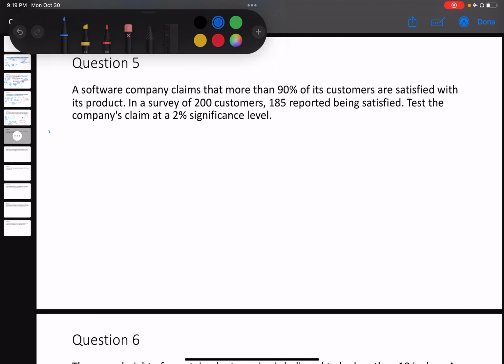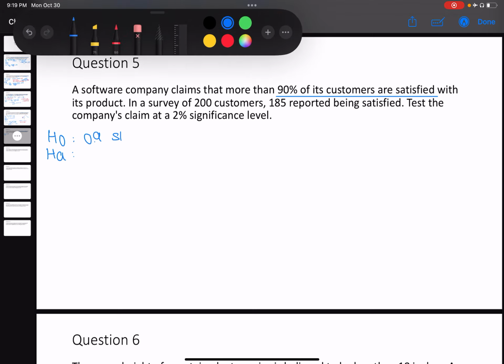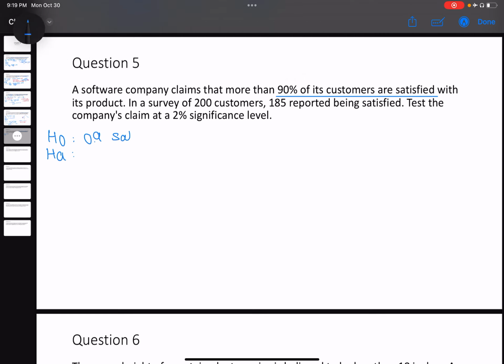Let's get the null hypothesis and alternative hypothesis. Null hypothesis is 90% of customers are satisfied. 90% satisfied. Alternative would be more than 90%, 0.9 satisfied.